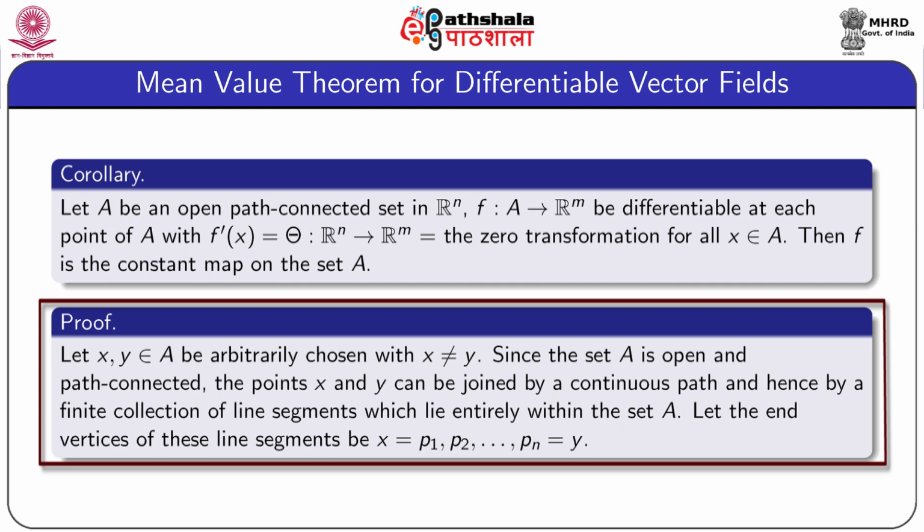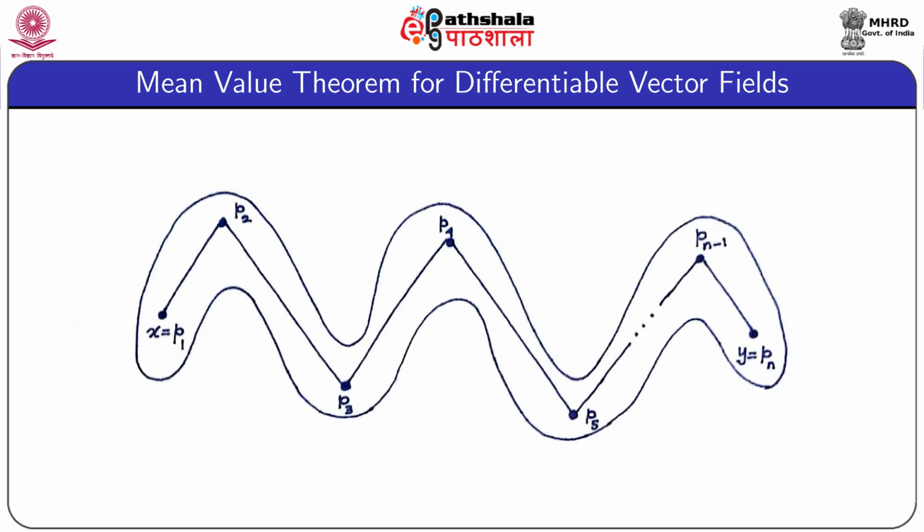Since the set A is open and path connected, the points x and y can be joined by a continuous path and hence by a finite collection of line segments which lie entirely within the set A. Let the n vertices of these line segments be x equal to p1, p2 up to pn, and pn is nothing but y. This will be clear from this figure. We have drawn a set which is our A, and we have 2 points x and y. As A is not convex, it is not possible that the line segment joining x and y lies entirely within this set, but we can join x and y by finitely many line segments.